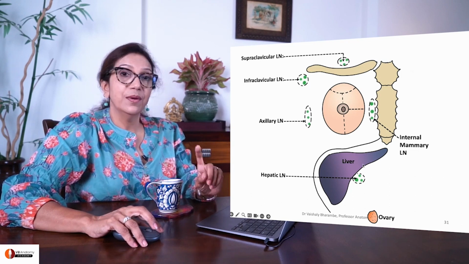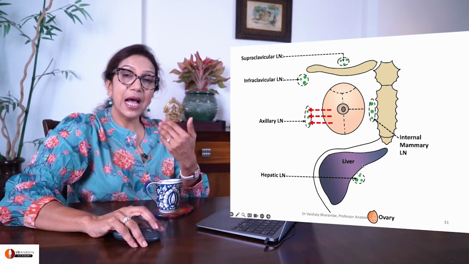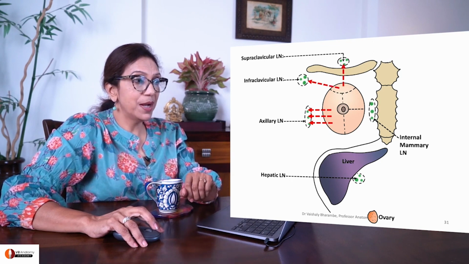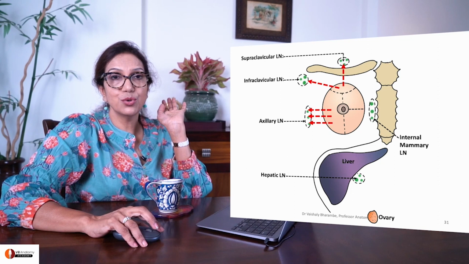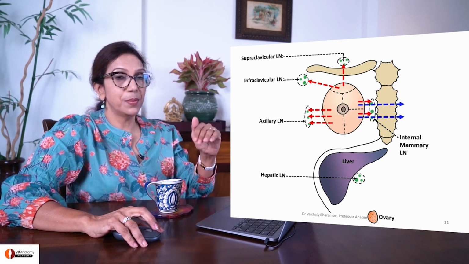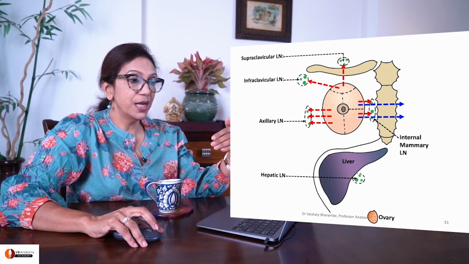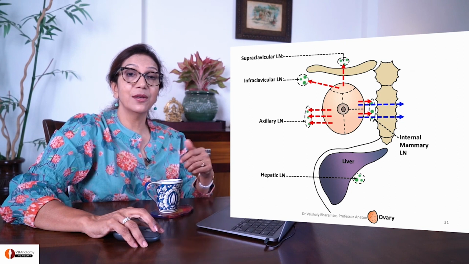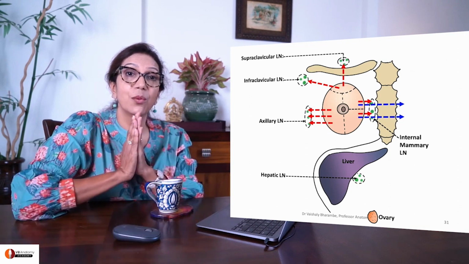Okay? Now, the outer part goes to axillary lymph nodes. The upper part goes to infraclavicular and supraclavicular lymph nodes. The inner part is divided into upper and lower. It goes to internal mammary lymph nodes. Some of it crosses the midline and goes to the opposite side.